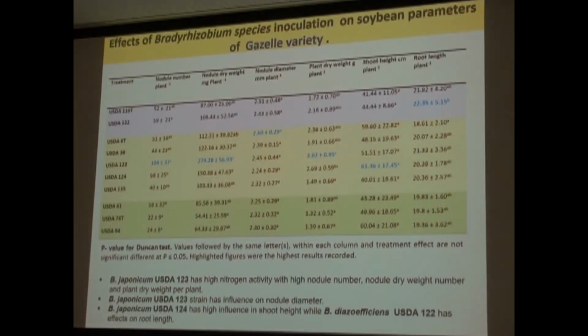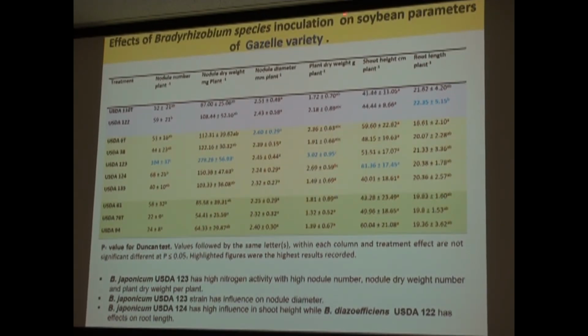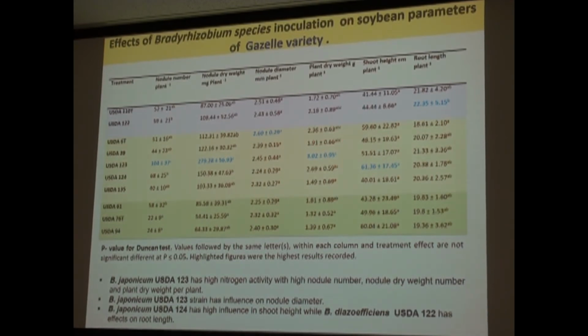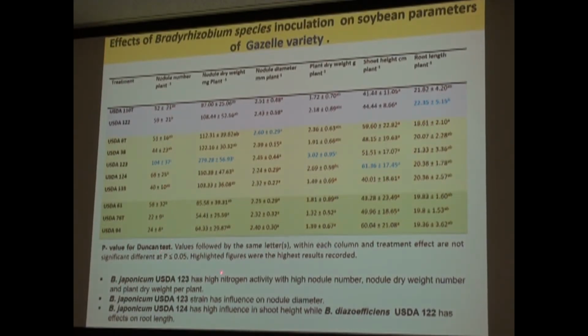I went ahead to consider other parameters, the effects of rhizobia species inoculation on soybean parameters. Here we have several plant parameters, and here we have the treatment. In the treatment, we have B. diazoefficiens, B. japonicum, and B. elkanii. The highlighted parts show where there were high effects on nitrogen fixation. In this analysis, I used one-way ANOVA, and I highlighted some of the specific rhizobia strains which have high effects on this Gazelle variety.